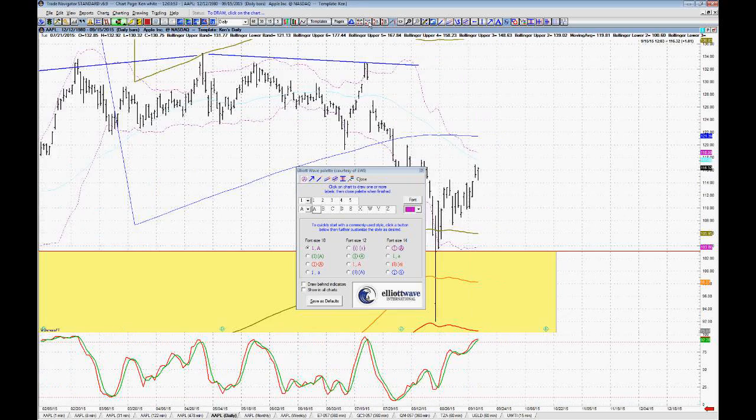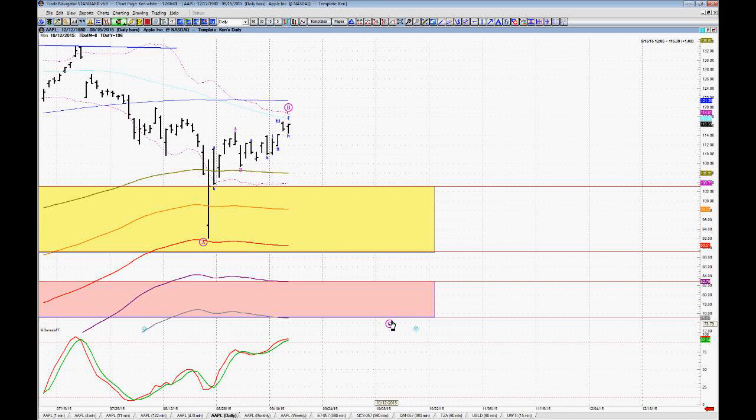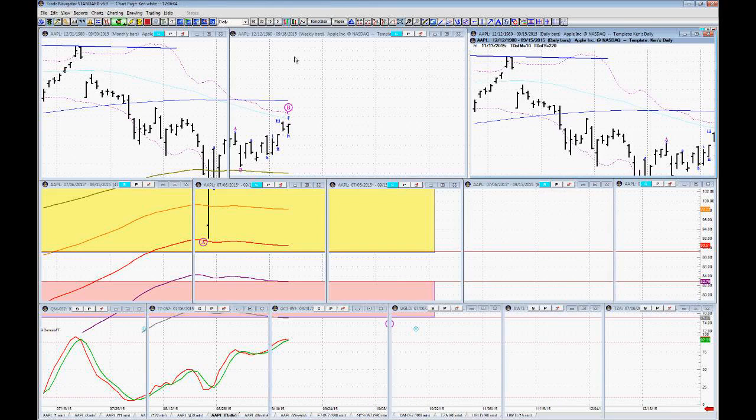And I'm going to expand this because it's actually interesting to do so. I can't remember where this chart ended on the monthly. I'm going to go look at it right now so I can put this back in.